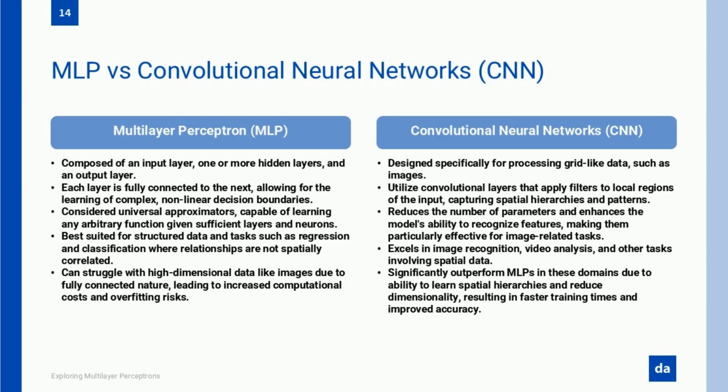That's like trying to recognize someone's face by looking at a random list of their facial features instead of an actual picture. This is where convolutional neural networks, or CNNs, come in, and trust me, they are game changers for computer vision. Unlike MLPs, CNNs are designed to process images the way humans do. Instead of treating each pixel separately, they use special filters to detect edges, textures, shapes, and patterns, just like your brain does when you recognize a face.